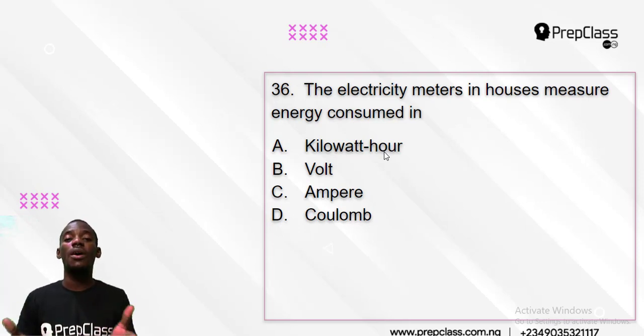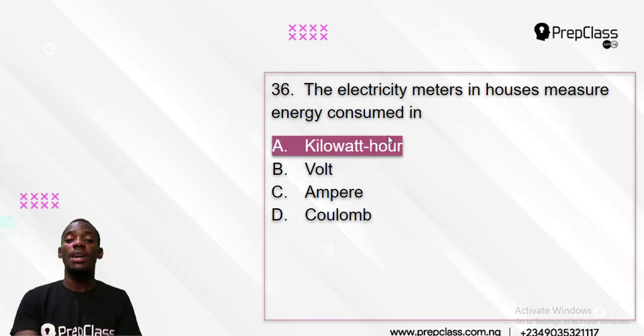Volt is for voltage or for potential difference. Ampere is for current, and coulomb is for charge. Now those ones are totally off what they calculate for our electricity. So you want to check on your bill next time you see it.